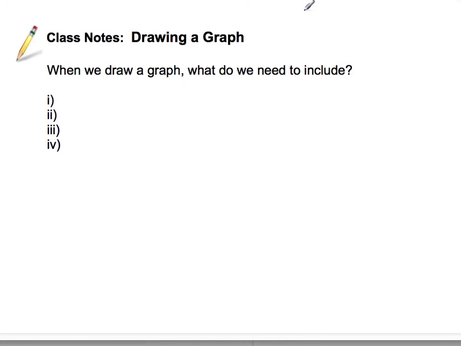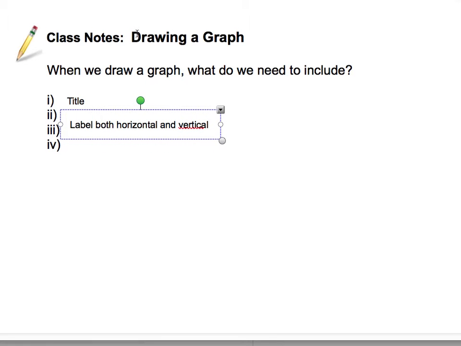So in order to get all the information we need from a graph, we need 4 things. We need a title. If we don't have a title, then we don't know what we're graphing. It's just a whole bunch of dots. What else do we need? Well, we need to label both horizontal and vertical axes, and with units if needed.